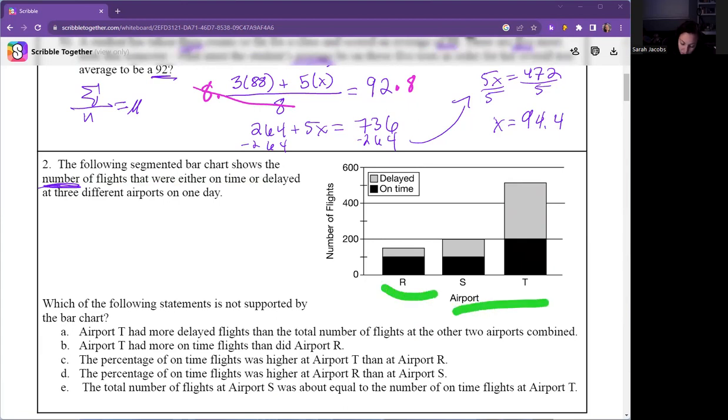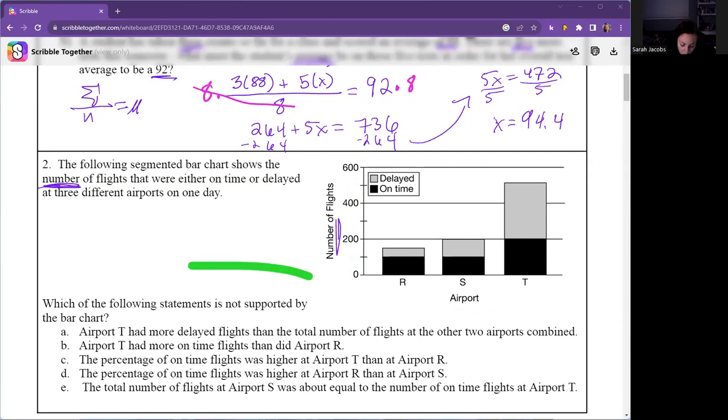We've got that. Here are the airports. Here's the number of flights. I'm going to make note that this is number again. The reason I'm emphasizing that is it's important that it's number and not percent, a relative frequency, anything like that. That's going to change how we approach it.